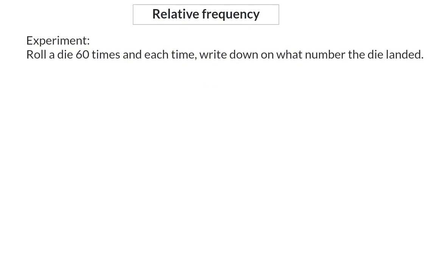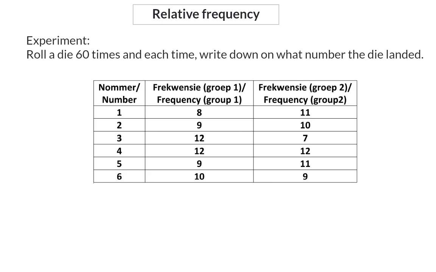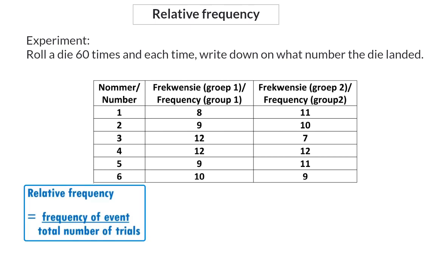Let's have a look at the following experiment. Roll a die 60 times and each time write down on what number the die landed. Here we have the results of 2 groups that conducted the experiment. If we now go and calculate the relative frequency for the die to land on 5, the answer will be different for the 2 groups.